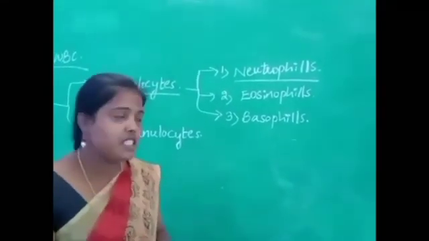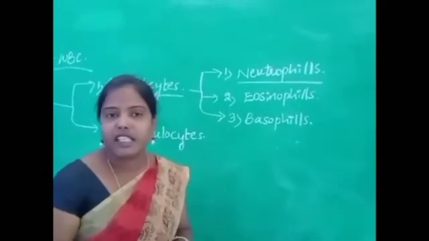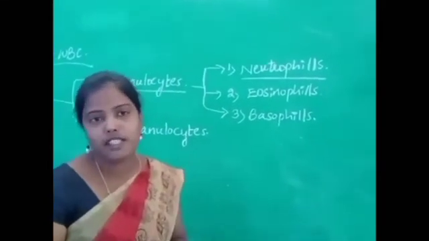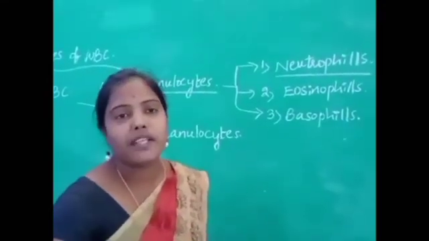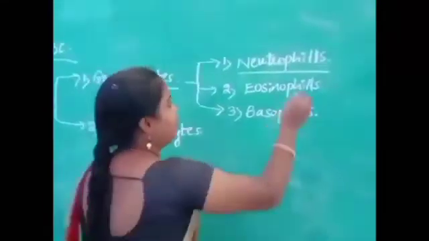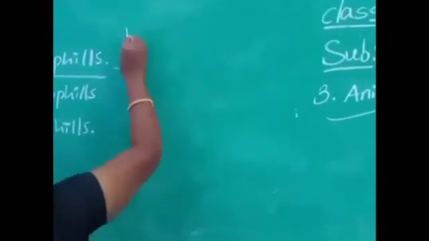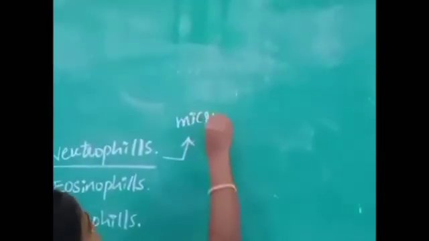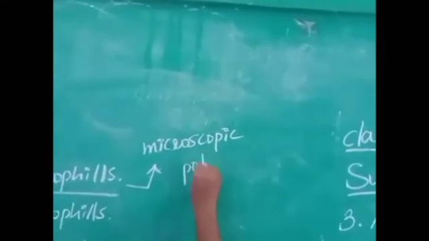microorganisms. It means the neutrophils sacrifice their life against harmful microorganisms. That's why the neutrophils are also called microscopic policemen. Very important one mark question: what is the other name of neutrophils? Microscopic policeman.